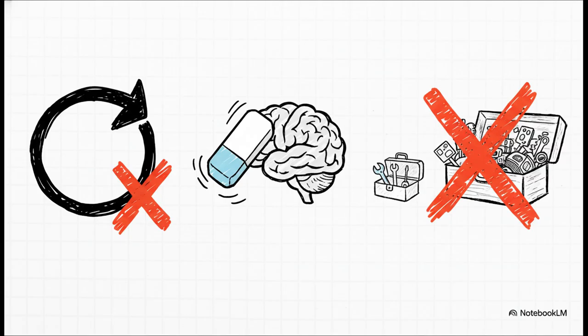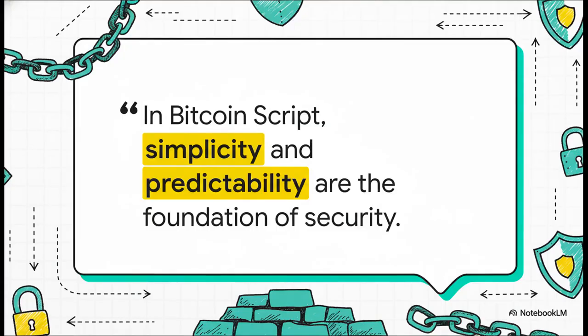Second, it's stateless. The script has zero memory of anything that happened before. Every validation is a totally clean slate. This is what ensures you get predictable results everywhere in the world every single time. And third, it's minimalist. The language only has the absolute bare bones instructions it needs. And what that means is there's just less stuff that can go wrong or be exploited by a bad actor. So, here's the big takeaway, right? In the world of Bitcoin Script, these limitations, they aren't bugs. They are the absolute foundation of its security.